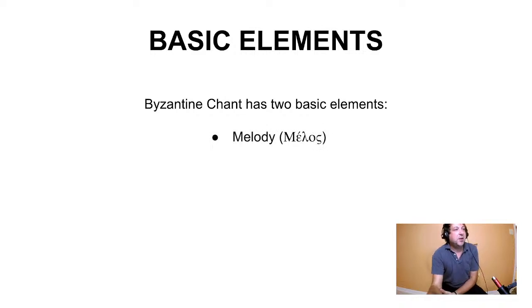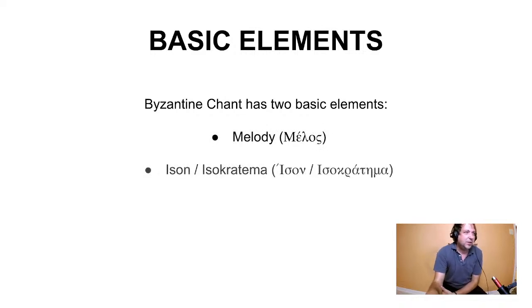So let's talk about the basic elements of Byzantine music. It has melody, as written in Greek, melos, and it has ison or isokratima. This is the accompaniment underneath the voice, the melody. This is a very important element of Byzantine music, because if you don't have it, you can go out of tune, and in general, the aesthetic doesn't feel quite as full. If you're a bass, this is really one of the most valuable skills that you can have. So if you're a bass and you're not too comfortable singing high melodies, get on that isokratima.